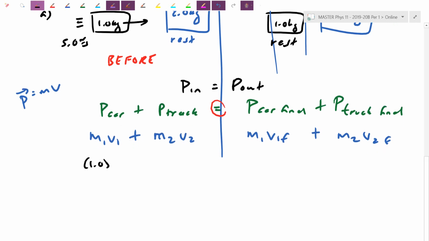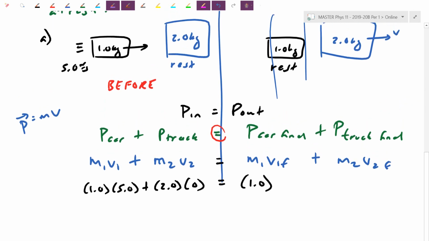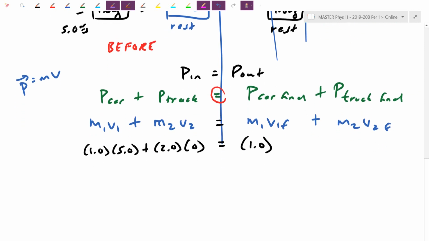I have a 1 kilogram object moving at 5. My 2 kilogram truck here is not moving, so it has 0 velocity. This has to equal, assuming again the whole car is intact, so it's still 1 kilogram. It's a very light car. We have 1 kilogram. It actually travels at no velocity, so 0. And the question here is, how much faster does the truck end up moving?